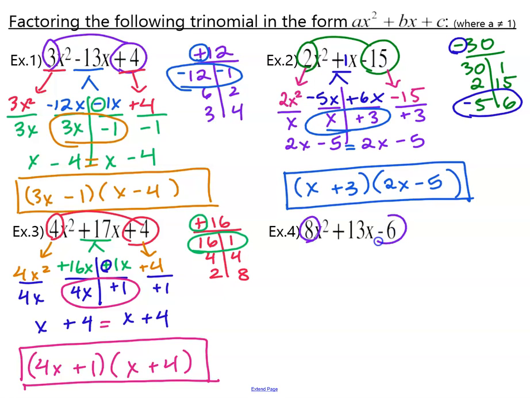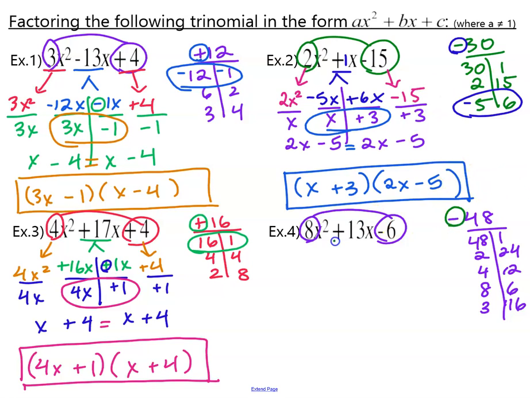So let's take A and C, multiply them together. We get a negative 48. Let's find the factors: 48 and 1, 2 and 24, 4 and 12. We have 8 and 6. We have 3 and 16. That's a lot. Let's just stop there and see if we can find the one that we need first. So we need the pair of factors that subtracts to make positive 13. Okay, so that's going to be 16 minus 3 gives us positive 13.